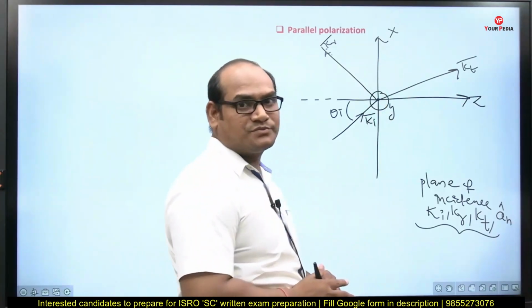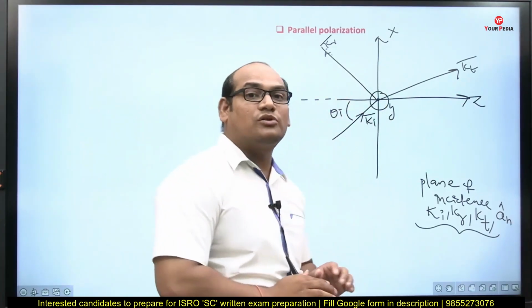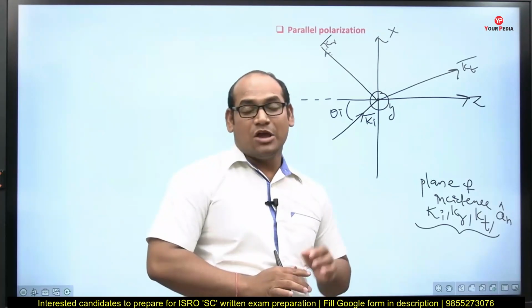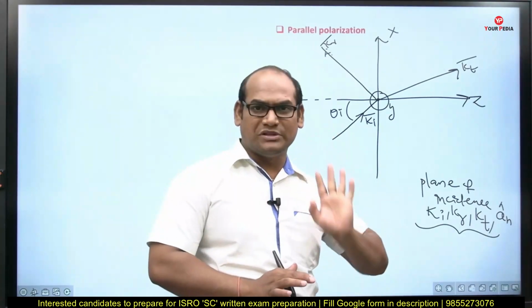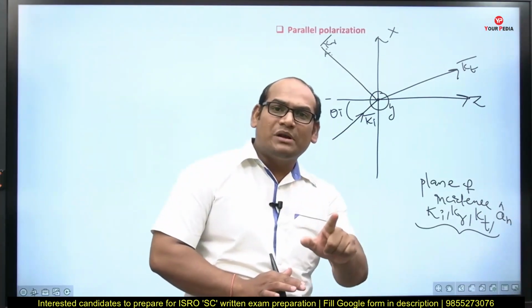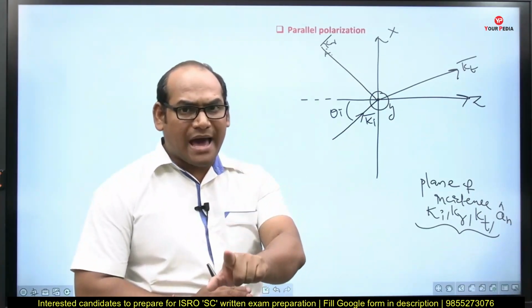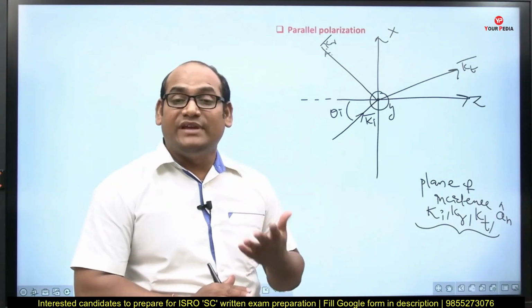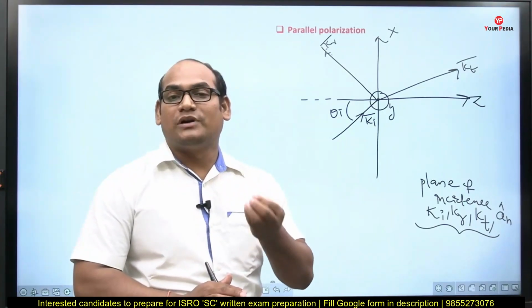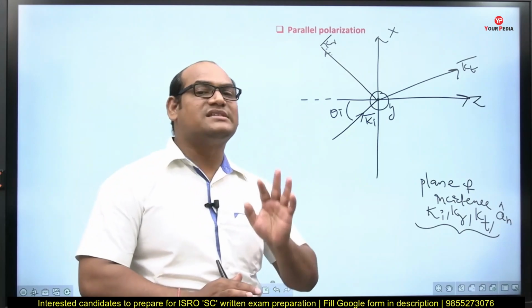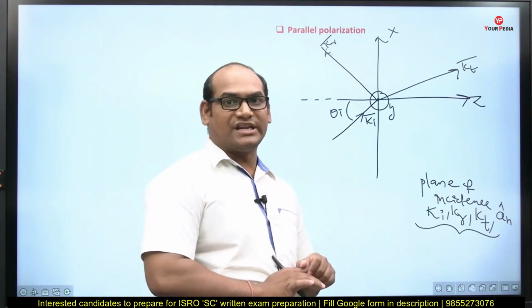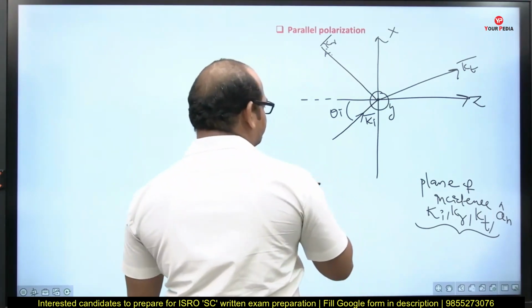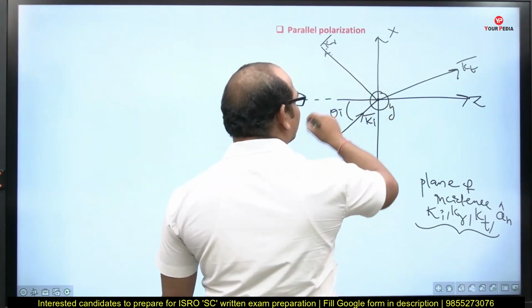xz plane. So the xz plane we have to consider as the plane of incidence, because on that plane only ki, kr, kt and the normal to the interface are available. And if your electric field is parallel to this particular plane, then that is parallel polarization. If it is perpendicular, that is called perpendicular polarization. And here we are going to see parallel polarization. Okay, so this is the plane of incidence, right?